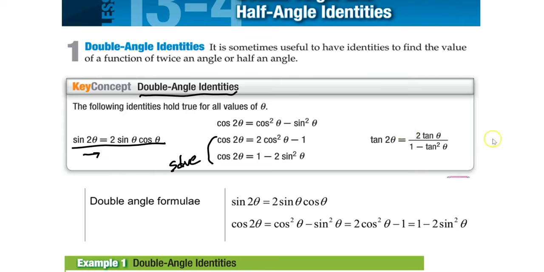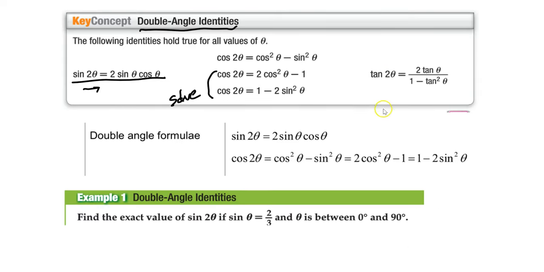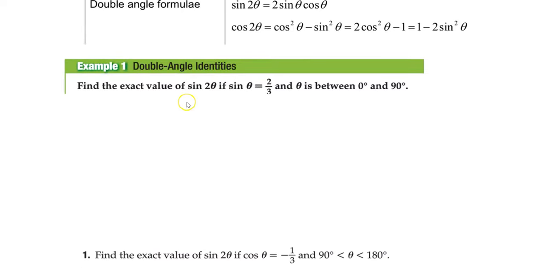And then tan 2 theta, here's a tan formula. Again, most of the time I just use sine 2 theta over cosine 2 theta, but here's a tan formula for it. Here's how I'm going to give it to you on the quiz and test. I'll give it to you like that. Sine 2 theta equals 2 sine cosine. Cosine 2 theta equals either one of these three. They're all equal. So let's move on to our first example.